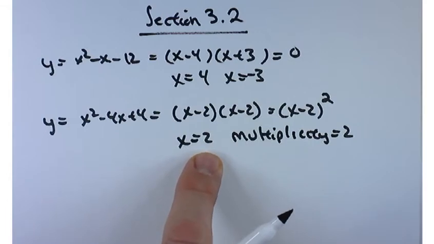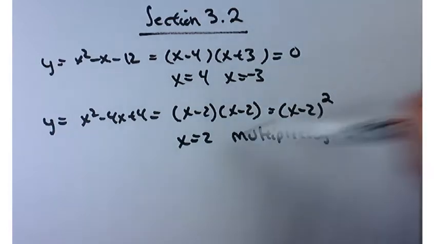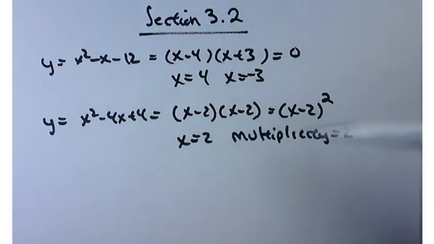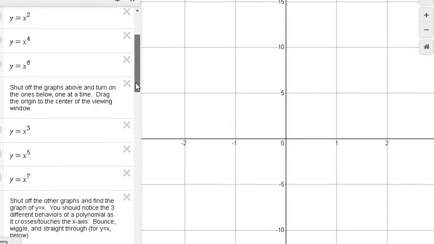And this multiplicity is something that I want to look at with you in this section. We're going to investigate the behavior of a function near its root, and the behavior is going to be somewhat determined by the root and its multiplicity. In fact, it's going to be very much determined by that. And for that, let's take a look at that link that I sent you on Desmos. So let's go here. And I've got three graphs. Y equals x squared, y equals x to the 4th, and y equals x to the 6th.